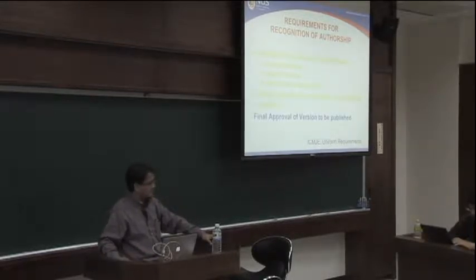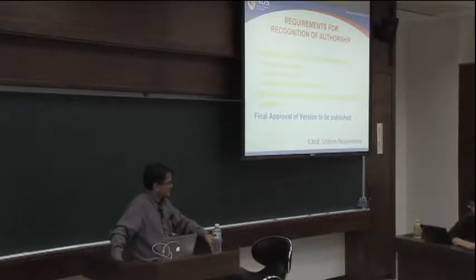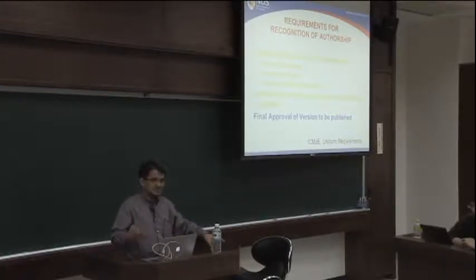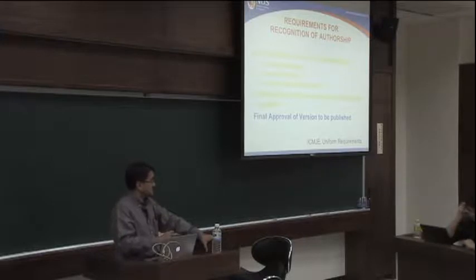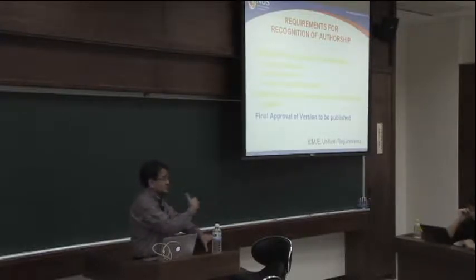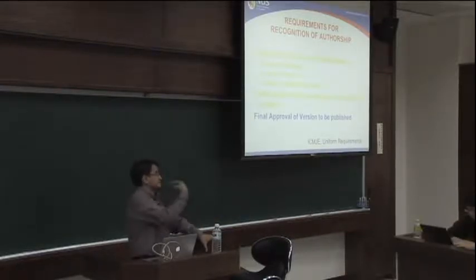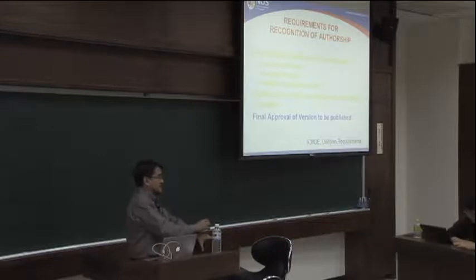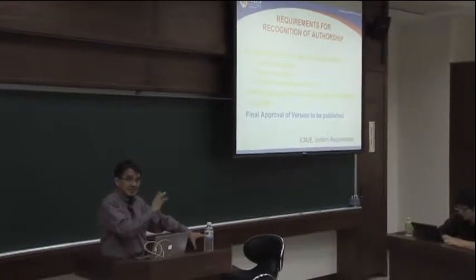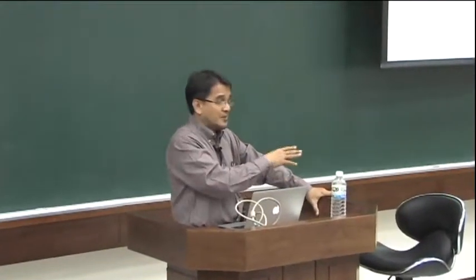And there is a third requirement, final approval of the version to be published. Okay? In other words, if I were to claim authorship of a paper, I should be in a position to say, if I see something wrong, no, you cannot publish this paper as is. You have to correct it in this way. And if I disapprove of it, then it will not be published. So I should have so contributed that the other members of the team will be able to respect my decision about publication. Do you get the point?